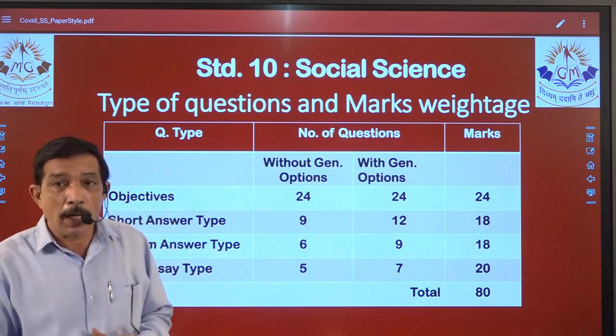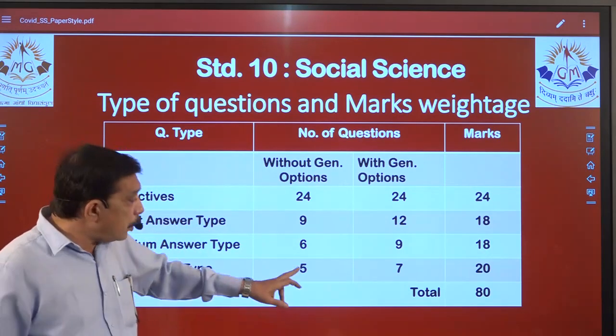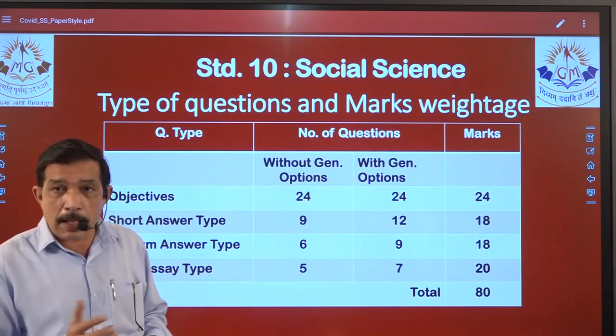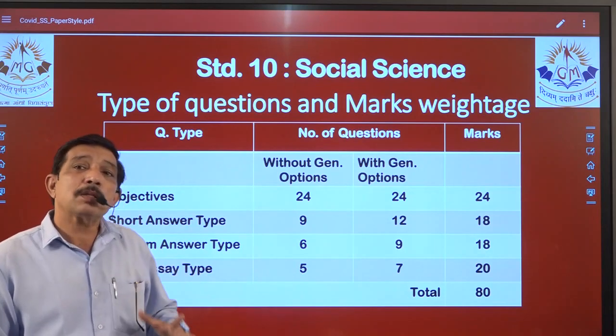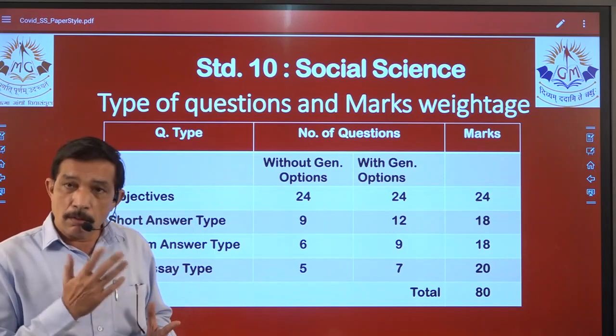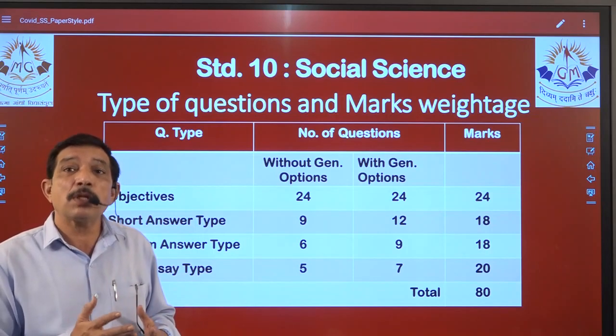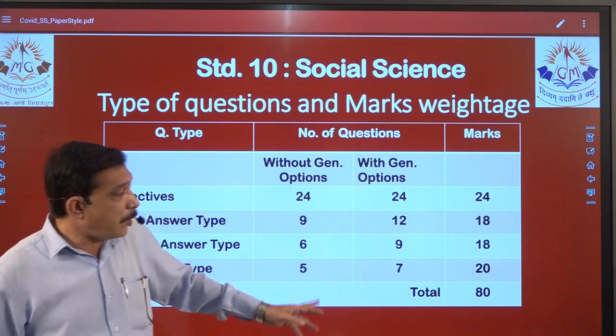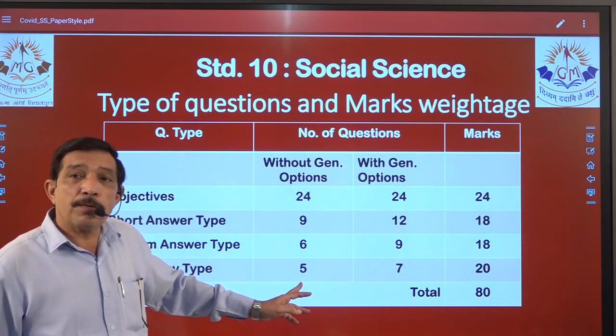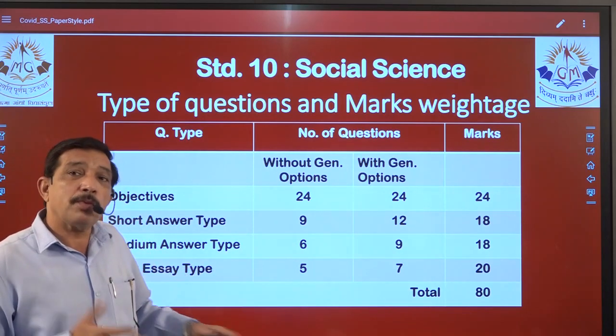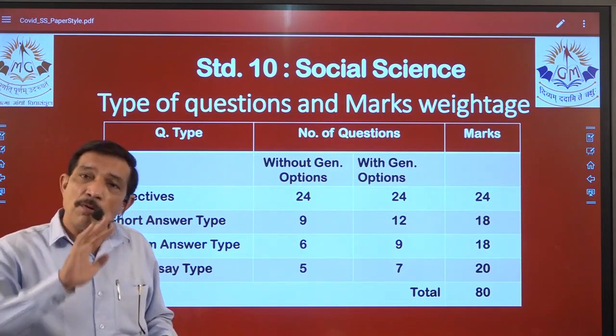That is map marking. So map marking is included in section D, the last one, where 4 marks descriptive is there. You have to attempt 4 questions, 4 4s are 16 marks, plus the 5th question will be map marking, which also contains 4 questions of map marking.